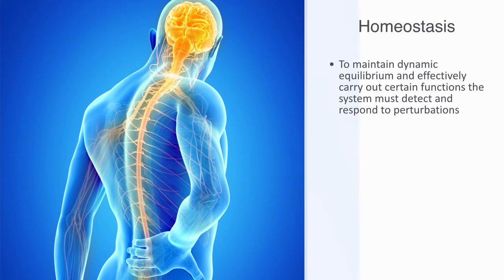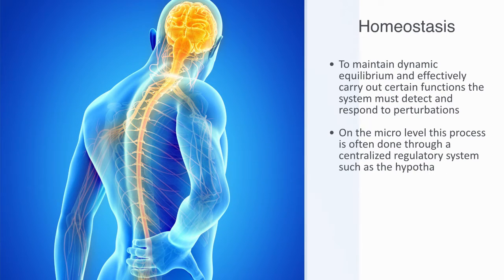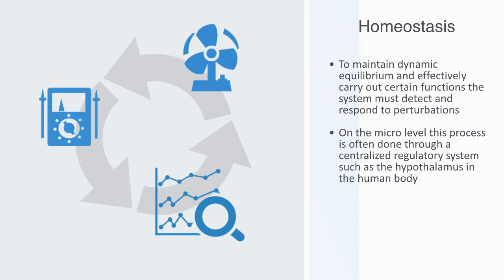On the micro level of a single organism, this process is often done through a centralized regulatory system, such as the hypothalamus in the human body. Homeostasis requires a sensor to detect changes in the condition to be regulated, an effector mechanism that can vary the condition, and a negative feedback connection between the two. Although macro-level systems, like ecosystems, typically do not have centralized control systems, they do have distributed mechanisms for regulation.